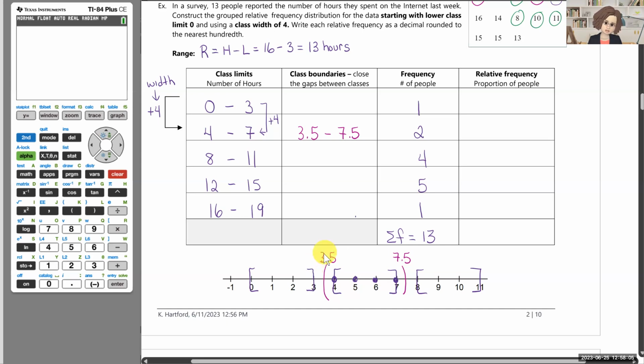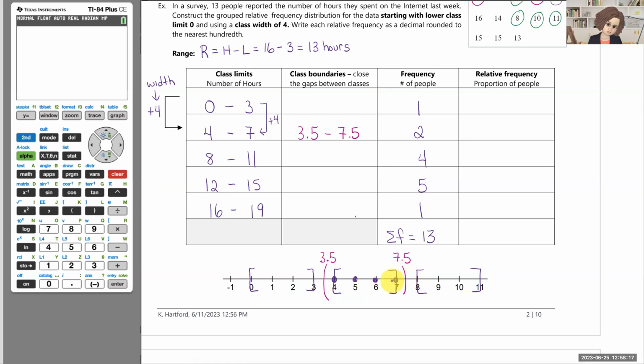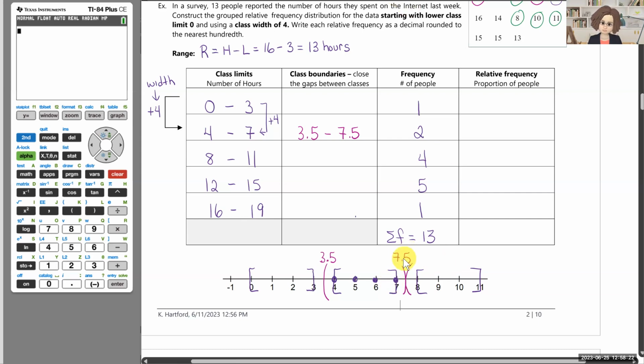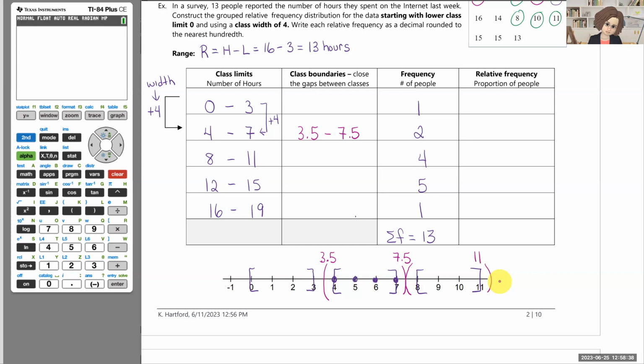All right, so let's talk about the next group then. So to create boundaries, we take the lower limit, 8, and we go halfway down to 7. So in that process, we actually end up right at the same 7.5 we had from that previous upper class boundary. So the boundaries always touch one another. And the upper boundary then of this group, 11, we'd go halfway up to 12. So that would be 11.5.